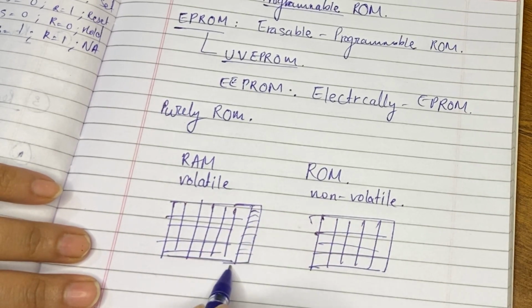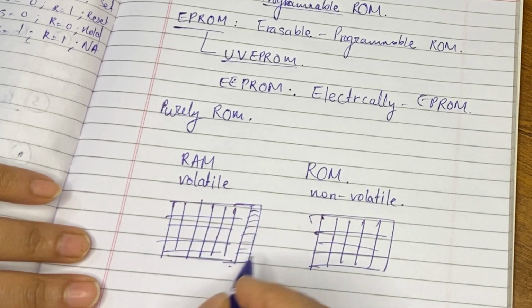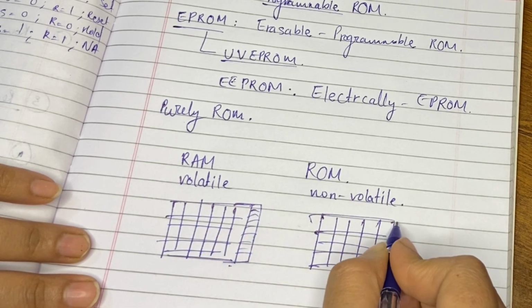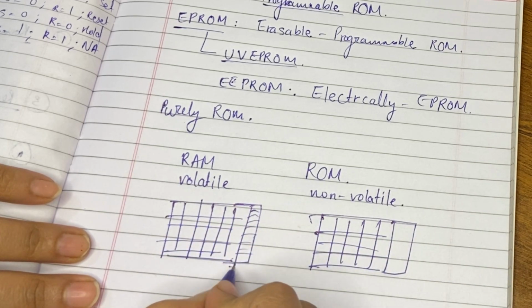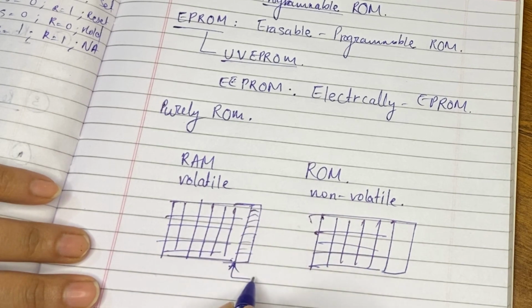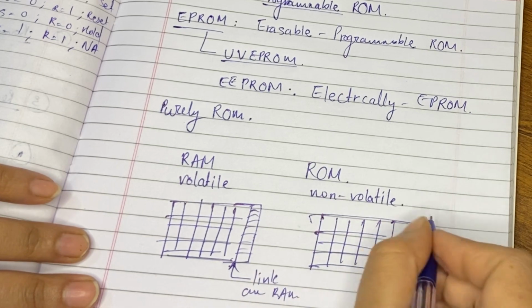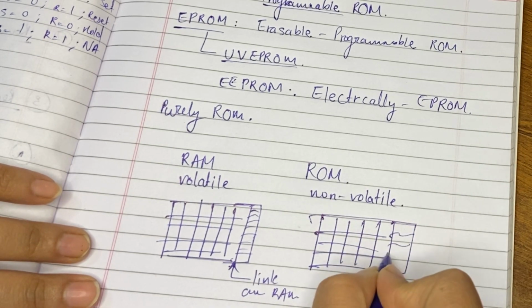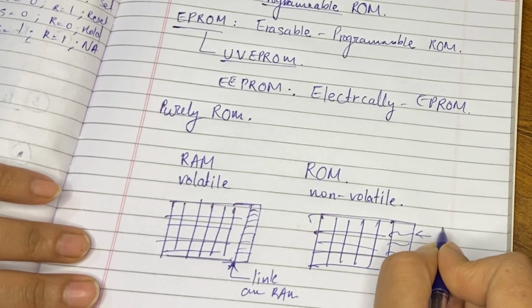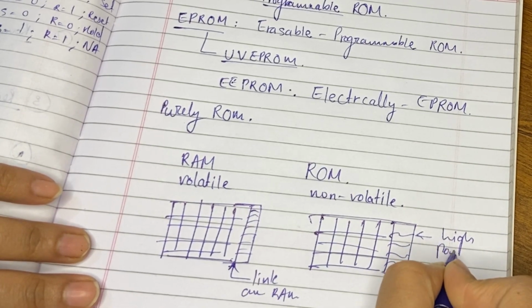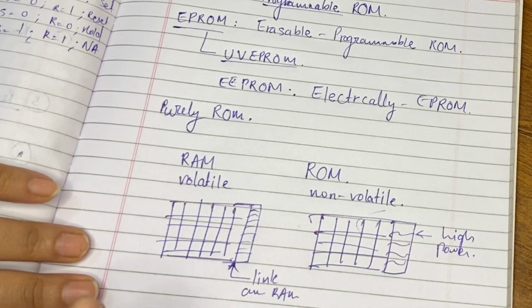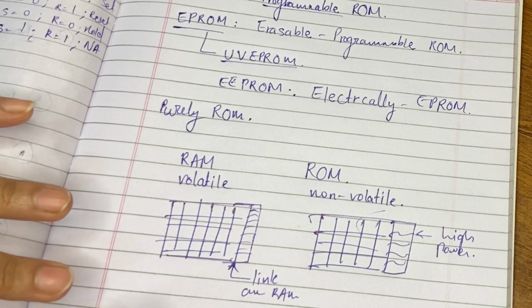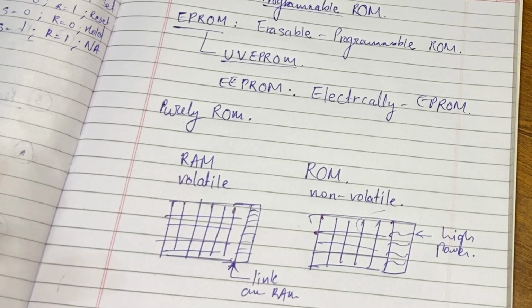So in RAM these cells are present, and when the power goes off, these links are removed. Links are removed in RAM. But in ROM, these links are made permanent by using high power voltage, due to which it is able to store the data permanently. So that is the basic difference you can say between RAM and ROM, between being volatile and being non-volatile.